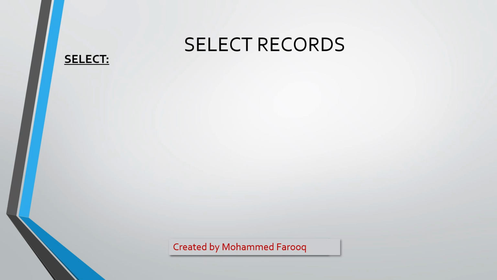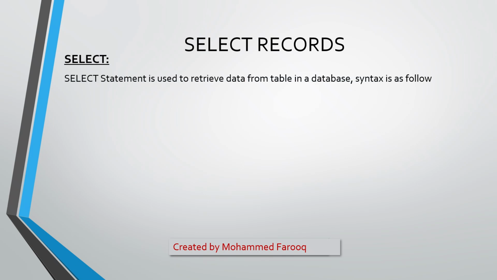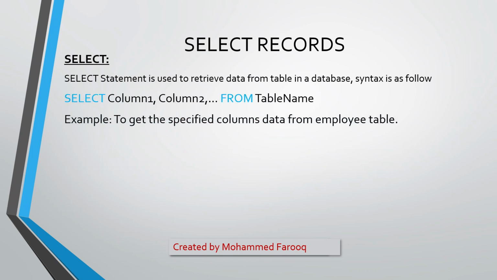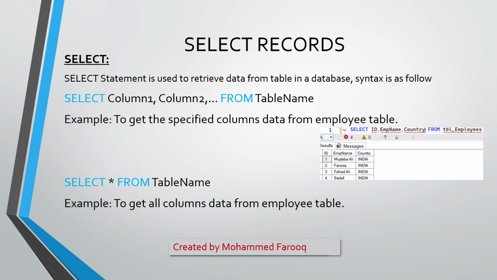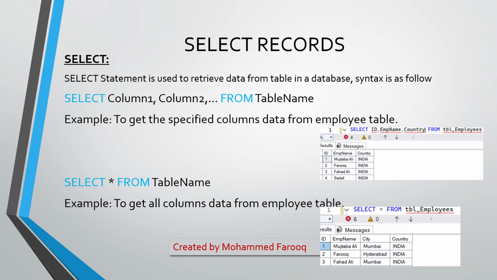Select record. The SELECT statement is used to retrieve data from a table in a database. Syntax is as follows: SELECT column 1, column 2 FROM table name. Example, to get specified column data from the employee table, SELECT ID, employee name, country FROM employee table and I got the desired result. SELECT * FROM table name. This is to get all column data. Example, to get all column data from the employee table, SELECT * is used.